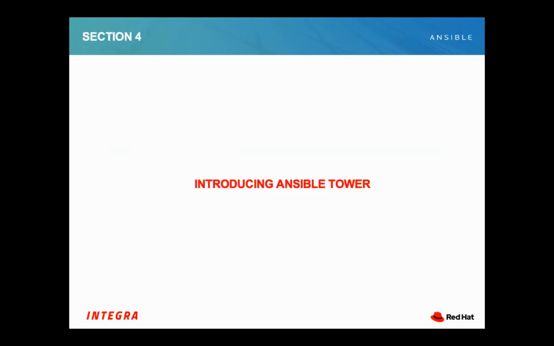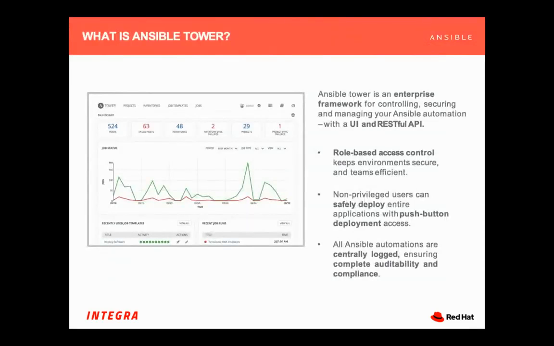Okay. So let's see what Ansible Tower is. Ansible Tower is an enterprise framework which is used for controlling, securing, and managing your Ansible automation with a UI and RESTful API. It has many features like role-based access control, and you can have complete automation with security, and it also has a central logging feature for complete visibility and audit.